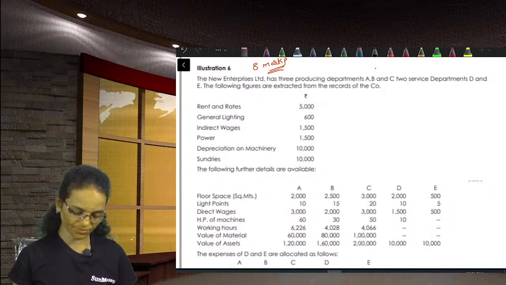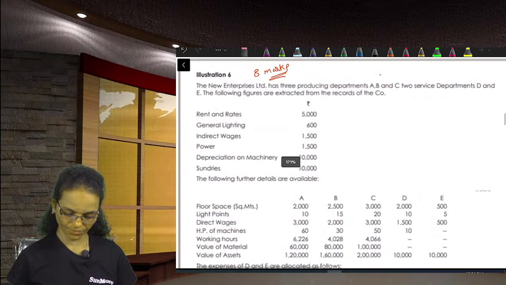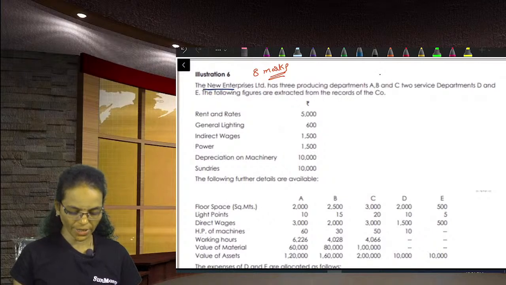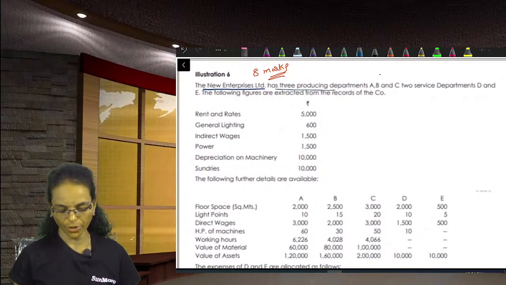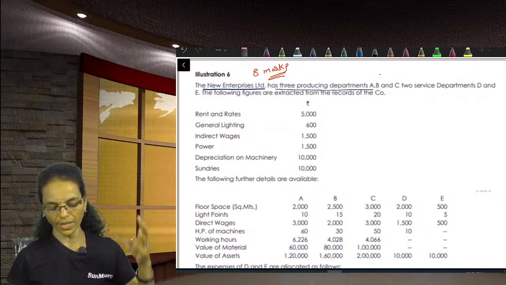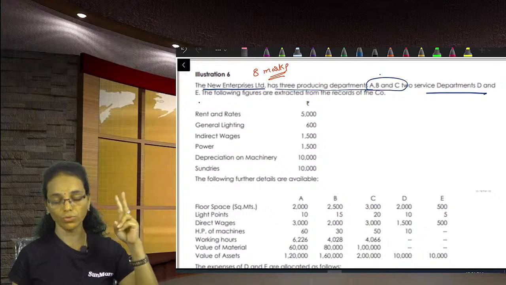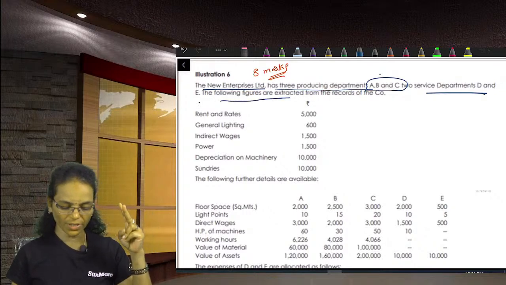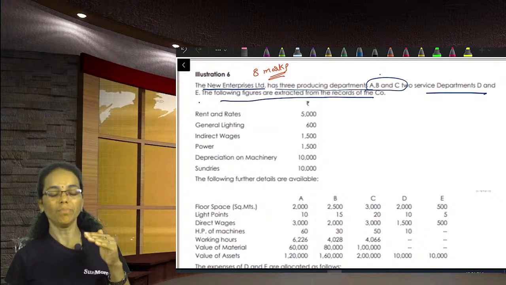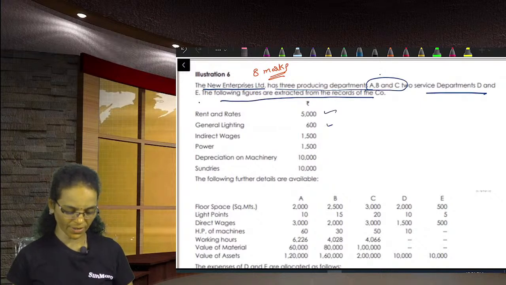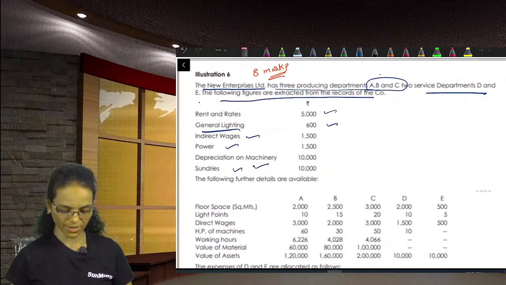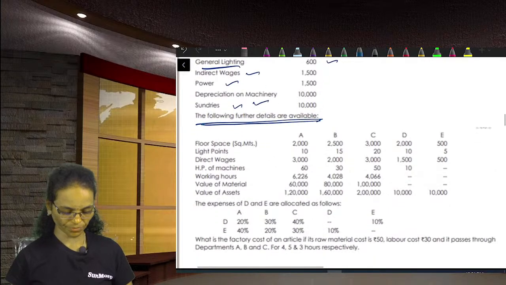I'll read the question. The new enterprise limited has 3 production departments, that is A, B and C, and 2 service departments, D and E. The following figures are extracted from the records of the company: rent and rates, lighting, indirect wages, power, depreciation on machinery, sundries, and the following further details are available.